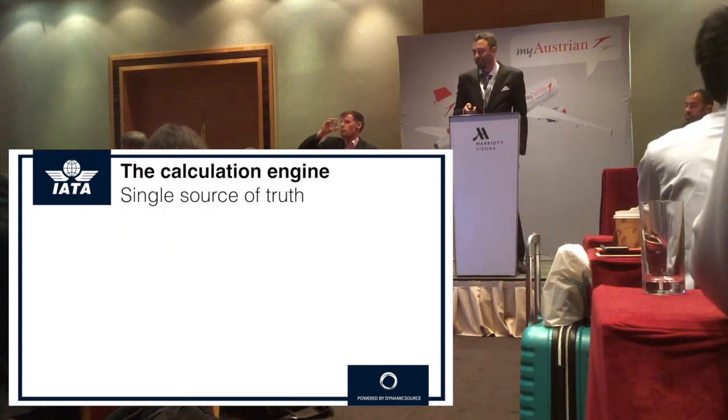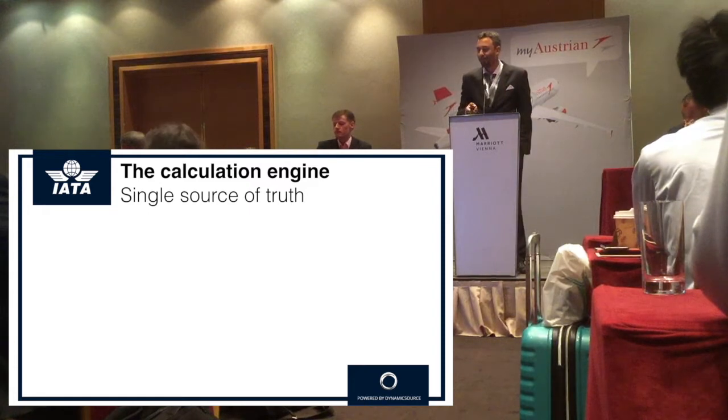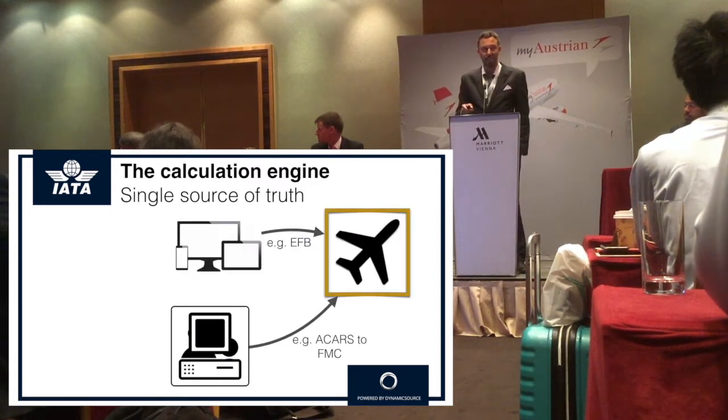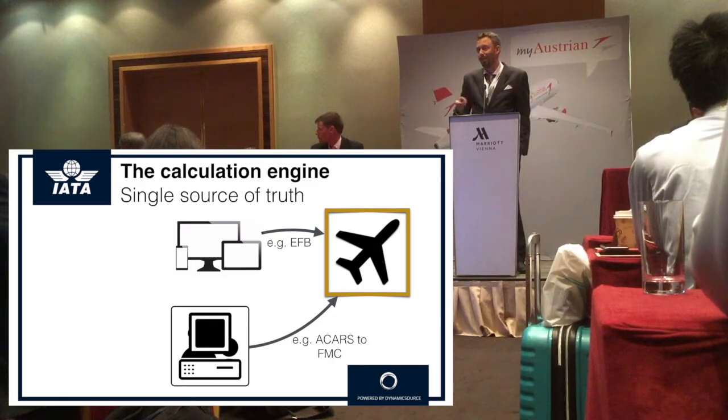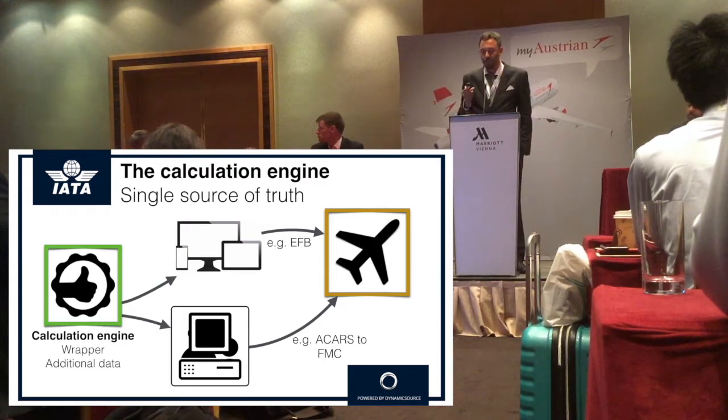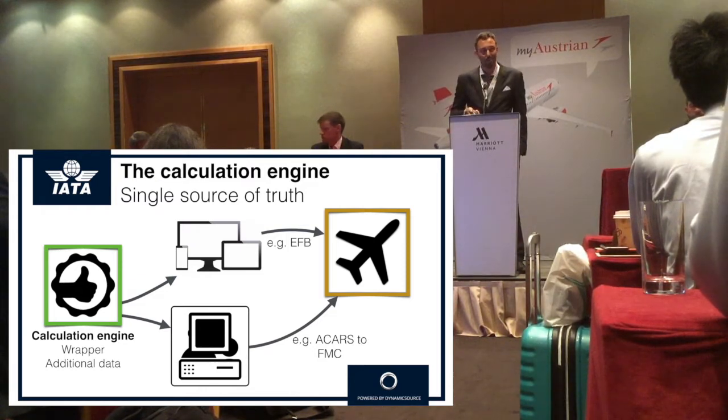And I also want to mention the single source of truth, because in the connected environment we have today, you might have an offline EFB on your aircraft providing you performance calculations. You can also get the performance calculations sent to the aircraft via, for example, ACARS. And how do you know then that the calculation engine on your iPad is the same as the one that gives you the numbers via ACARS?